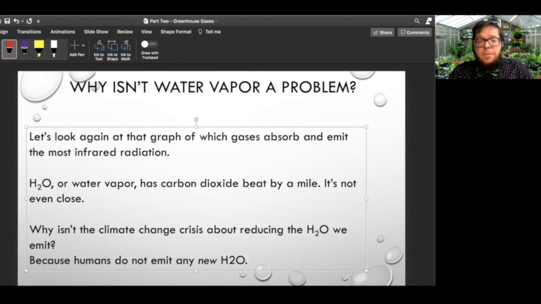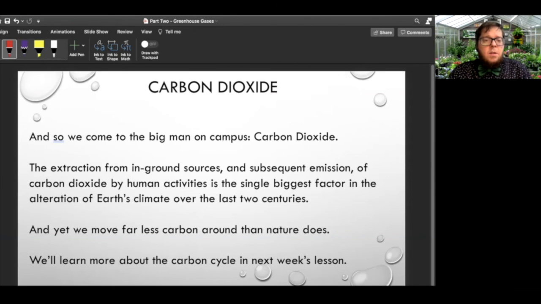Speaking of carbon, so we come to the big man on campus, carbon dioxide. The extraction from in-ground sources and subsequent emission of carbon dioxide by human activities is the single biggest factor in the alteration of Earth's climate over the last 2 centuries.